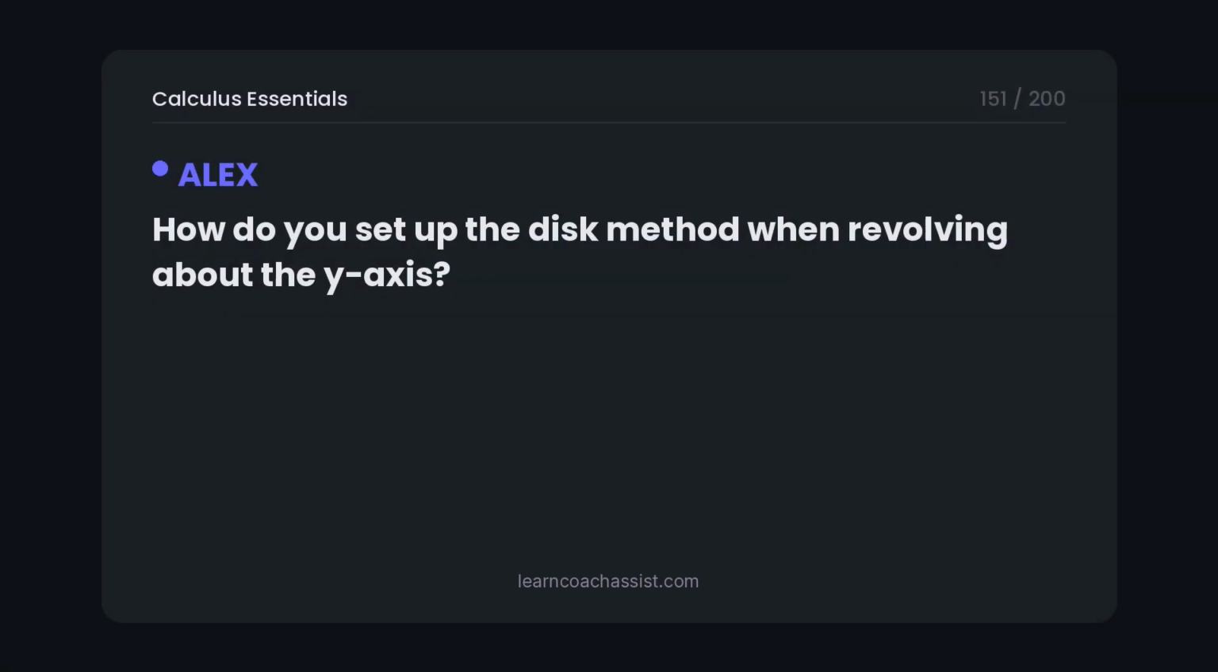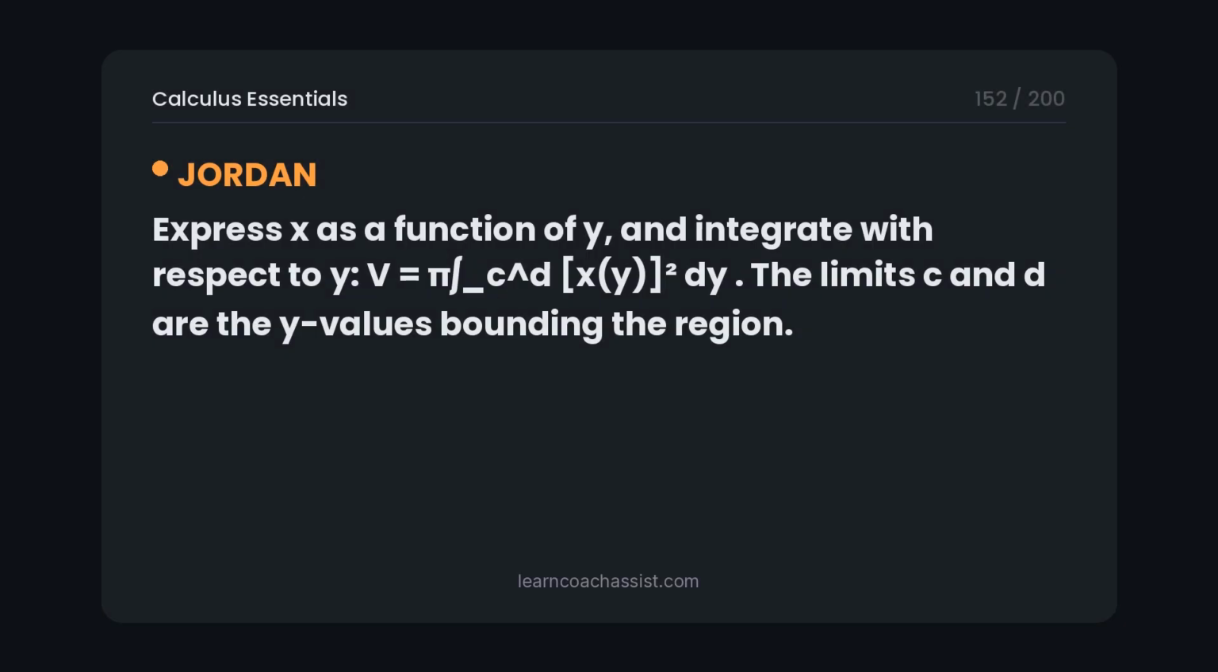How do you set up the disk method when revolving about the y-axis? Express x as a function of y, and integrate with respect to y: V = π∫_c^d [x(y)]² dy. The limits c and d are the y values bounding the region.